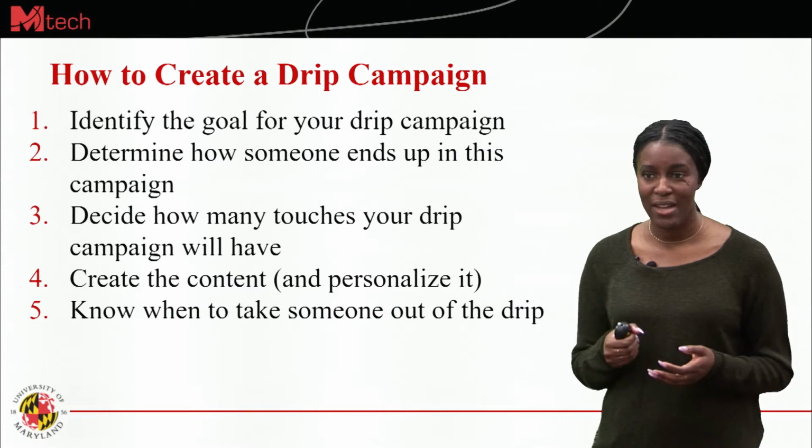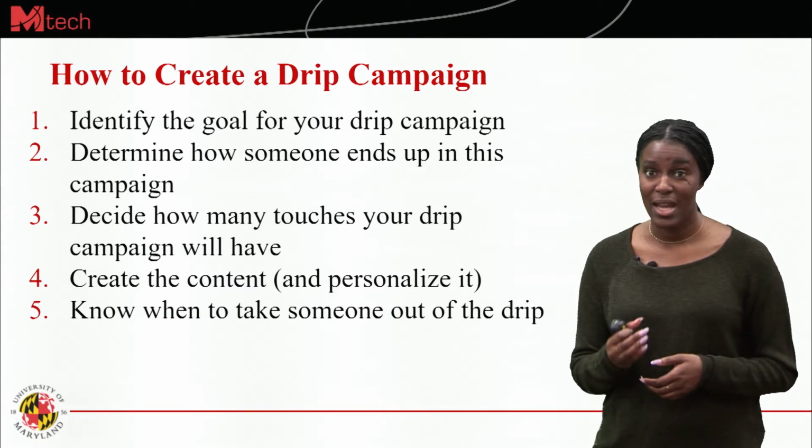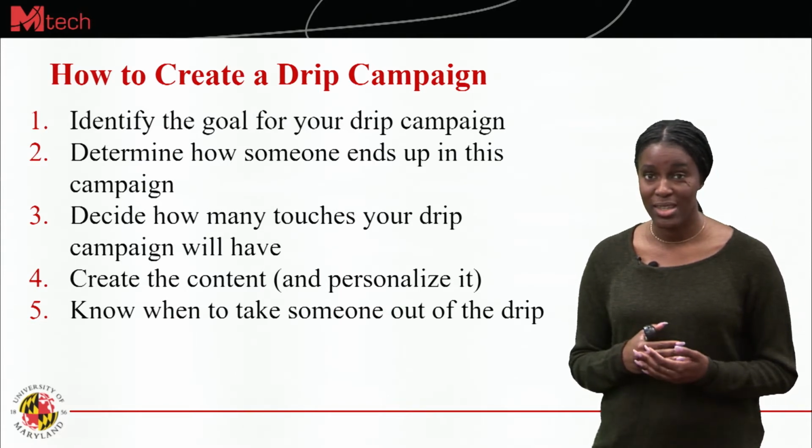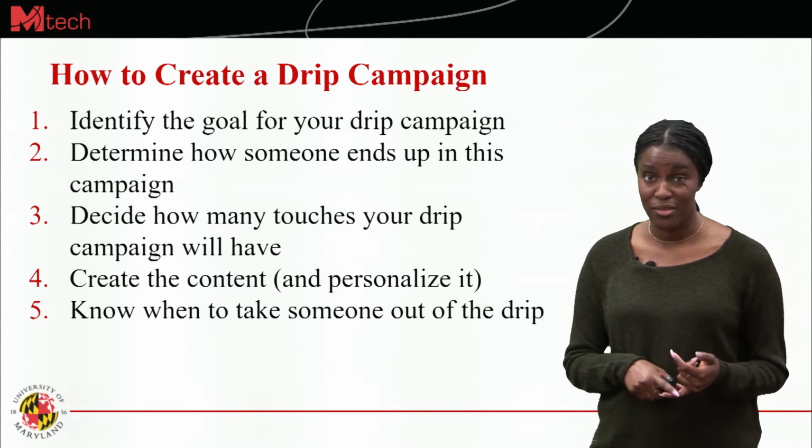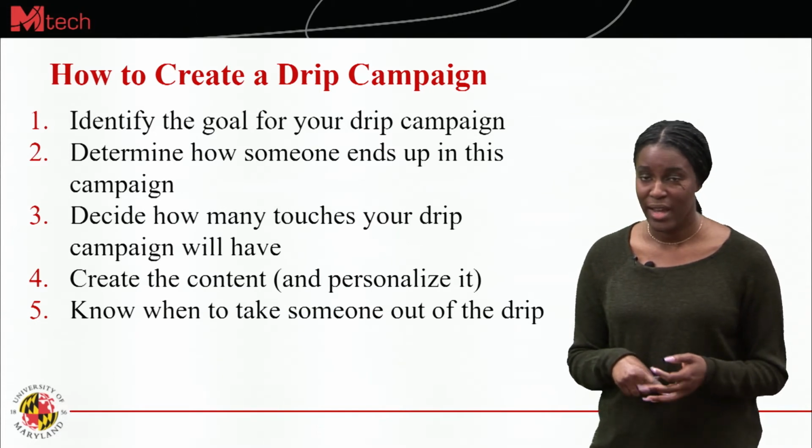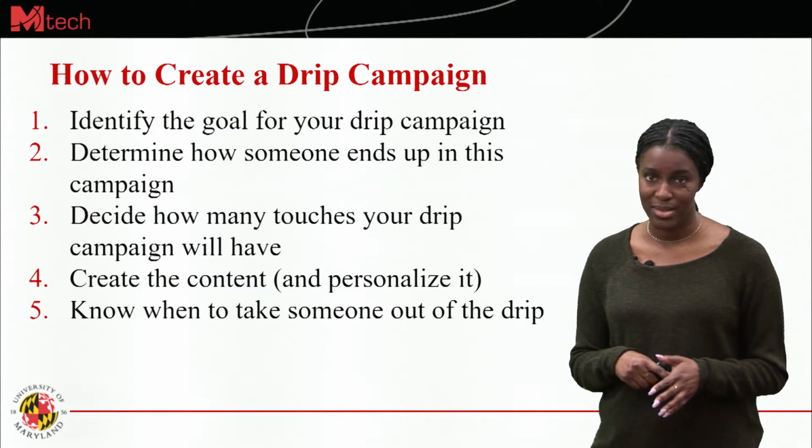And then step 5 is knowing when to take someone out of the drip. So knowing that at a certain point, maybe they've converted, they've taken the action that you want, and you don't want to send them any more messages.